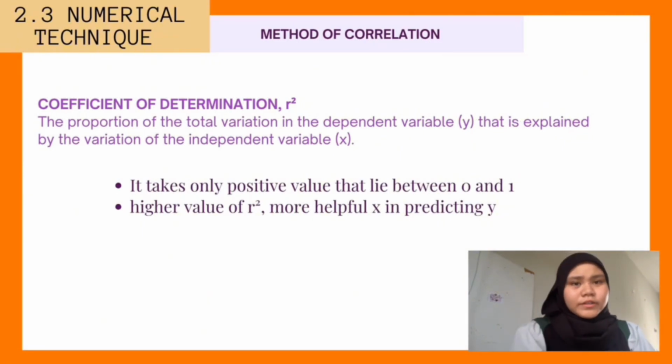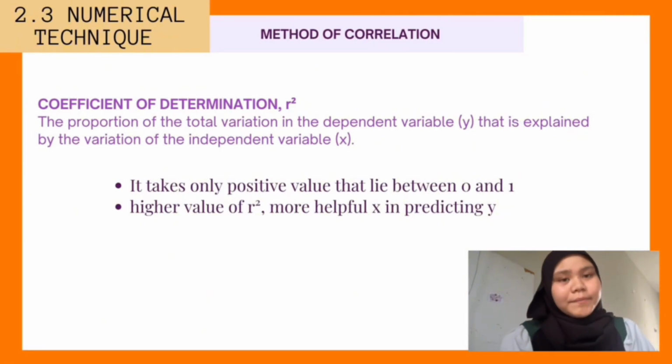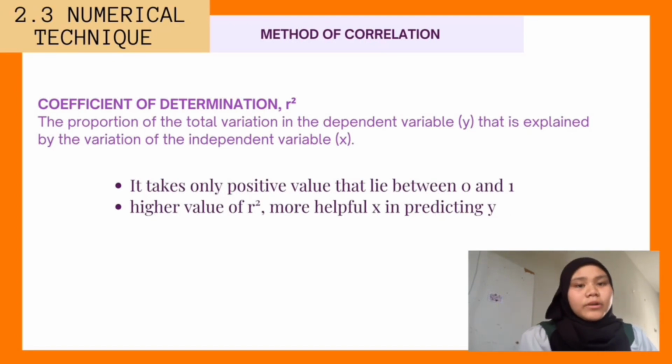So what is the coefficient of determination? The proportion of the total variation in the dependent variable that is explained by the variation of the independent variable. The formula is the square of the product moment correlation coefficient, where it takes only positive values which lie between 0 and 1. The higher the value of R squared, the more helpful the X variable is in predicting variable Y.